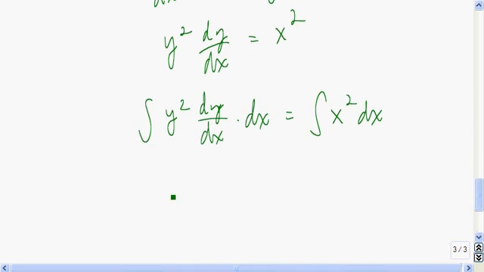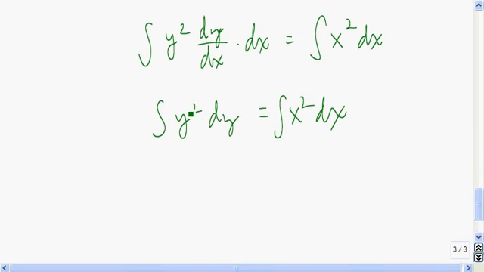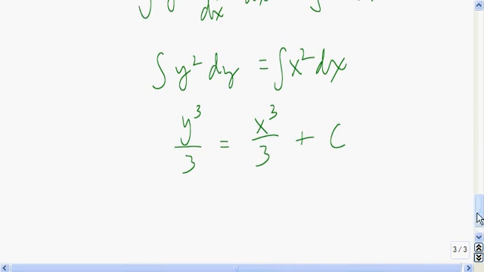The left side just becomes the integral of y squared dy equals the integral of x squared dx. So here we get y cubed over 3 equals x cubed over 3 plus a constant of integration. Okay, so let's solve for y here. We'll multiply both sides by 3. We get y cubed equals 3 times x cubed over 3. That's just going to be x cubed plus 3 times c.